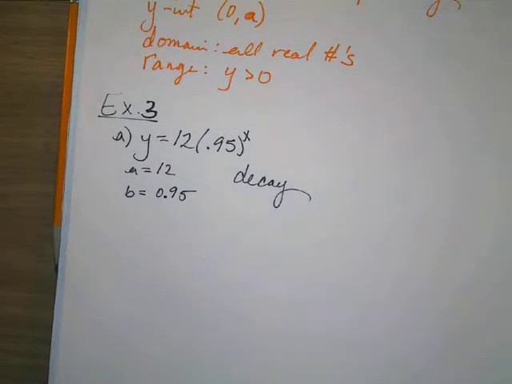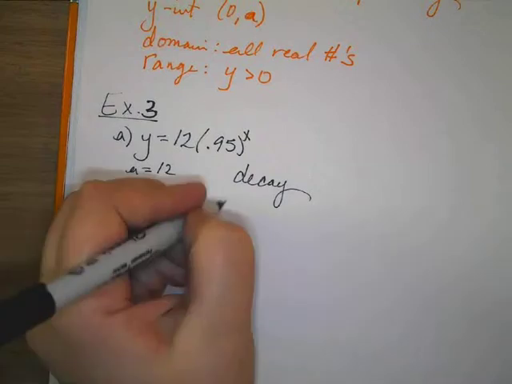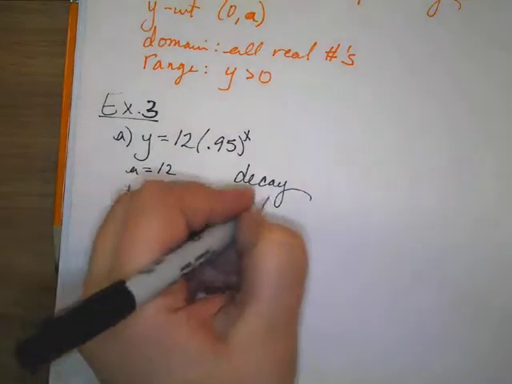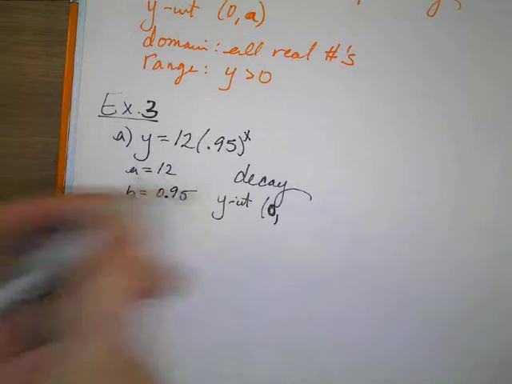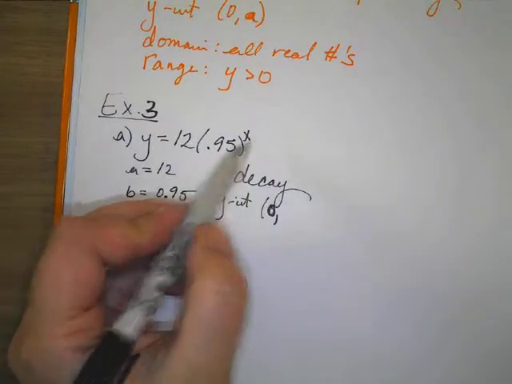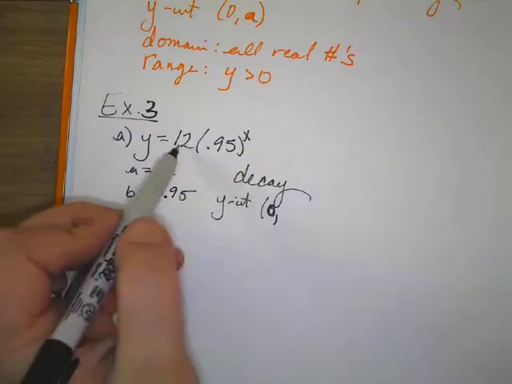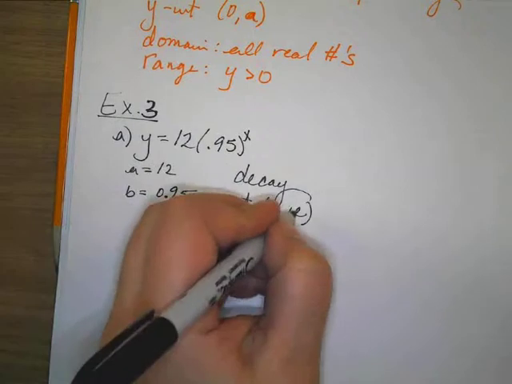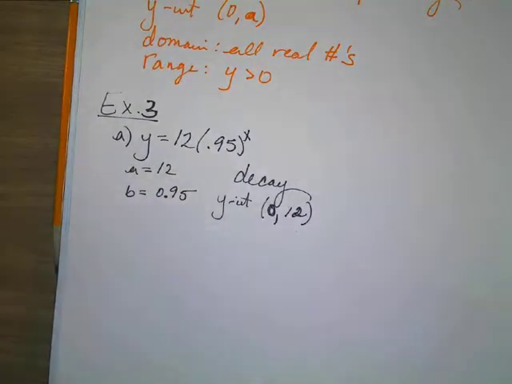And they also want us to do the y-intercept. And the y-intercept is when x is 0. So anything to the 0 power right here would be 1. So 12 times 1 is 12. And if you looked at the definition above, we know it had to be 0 and whatever your a value is. That's what they wanted from us for this question.